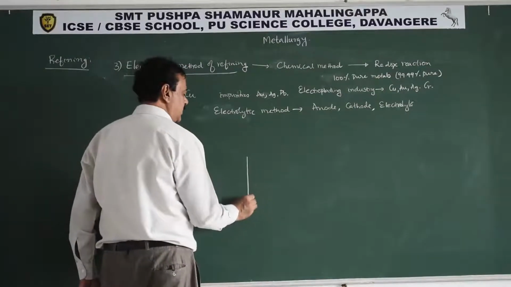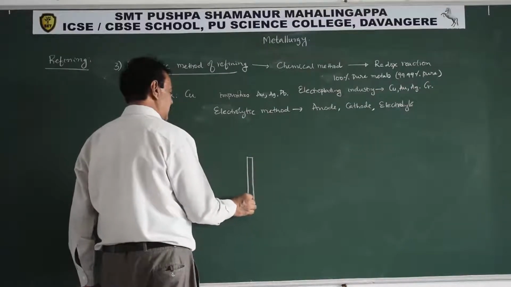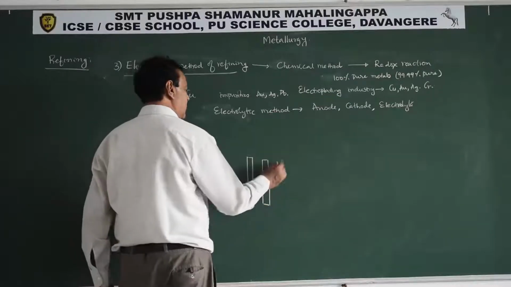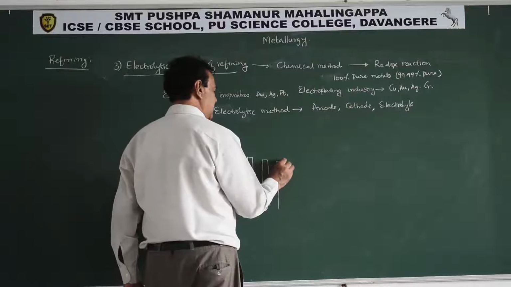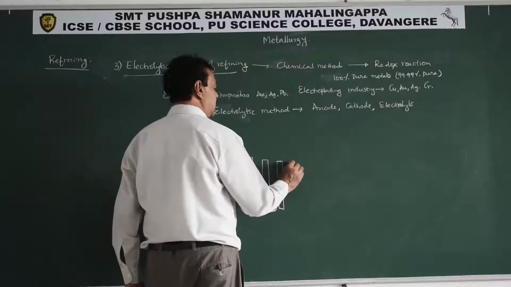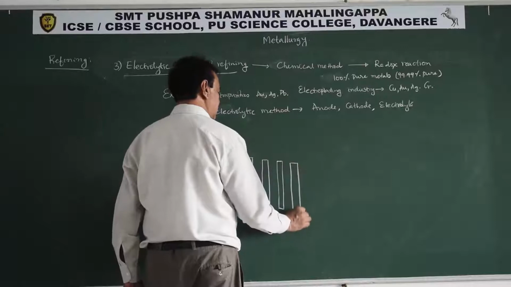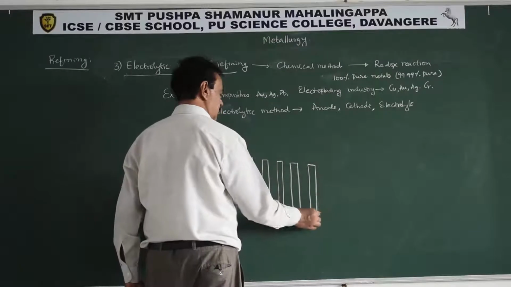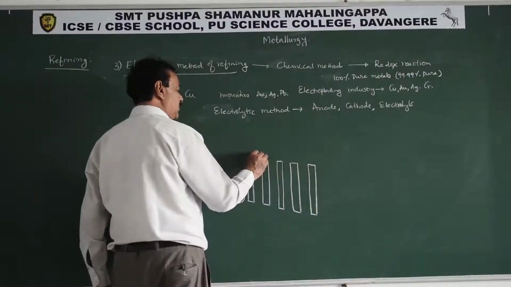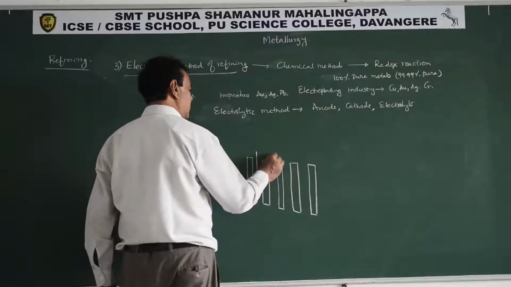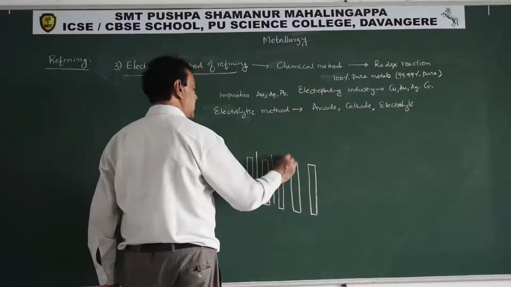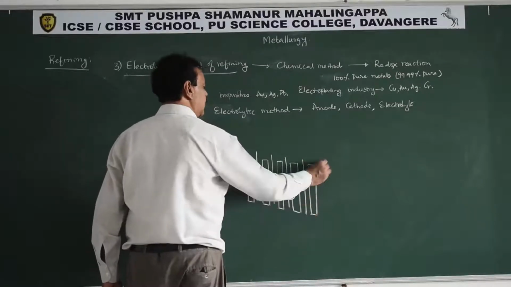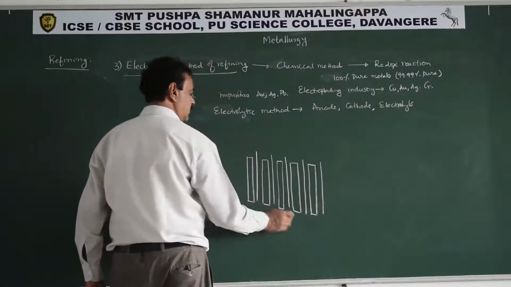Impure blocks of the metal are taken as the anode of an electrolytic cell. These are the impure blocks of copper, the anodes of the electrolytic cell. And a very thin sheet of the pure metal is taken as the cathode of the electrolytic cell.